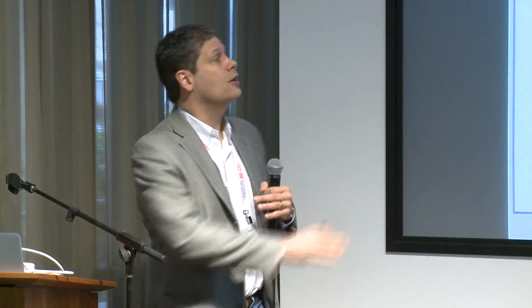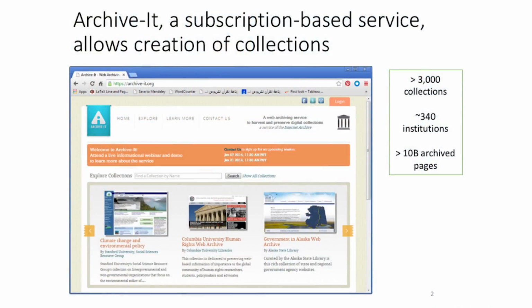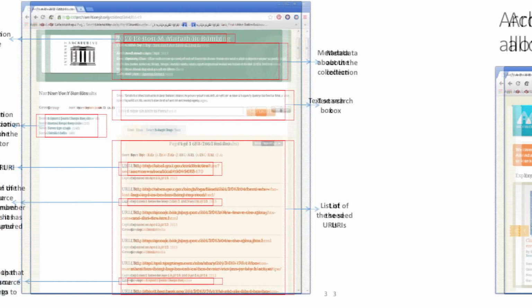So here's the home page, and we have the stats. They're probably always out of date. Lots of collections, thousands of collections, many institutions, and literally billions of archived pages, which are what we call mementos. We go to a particular collection.